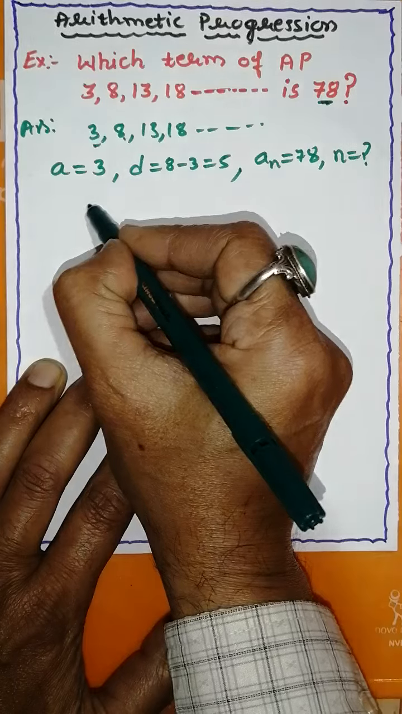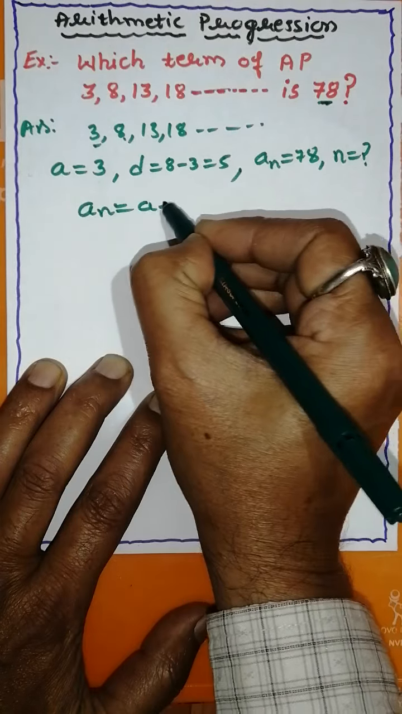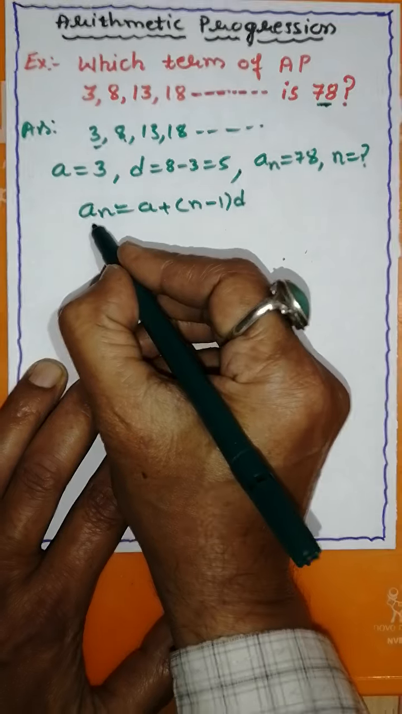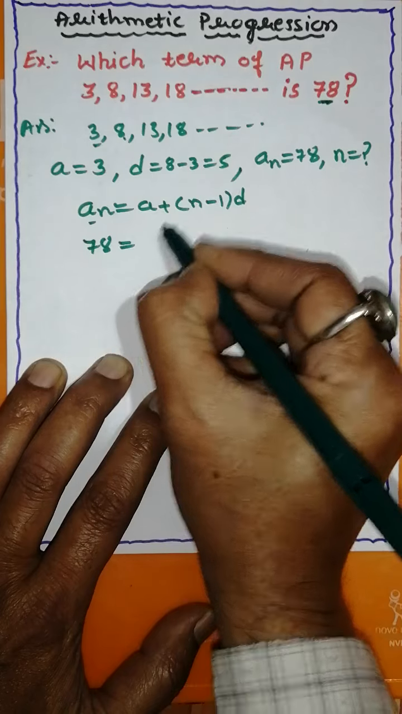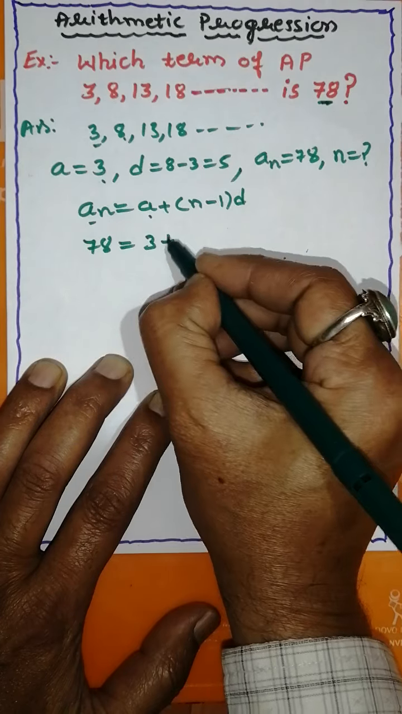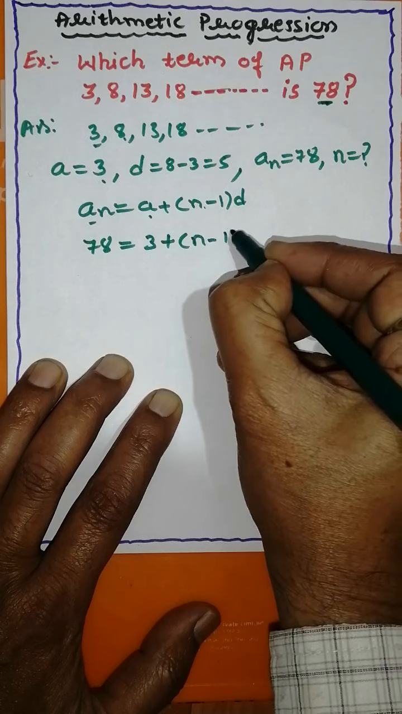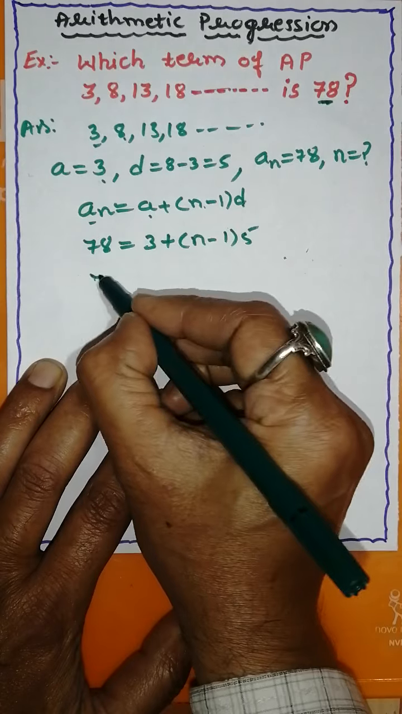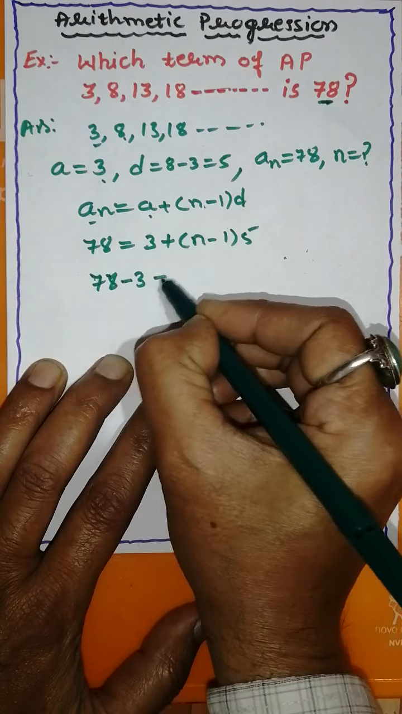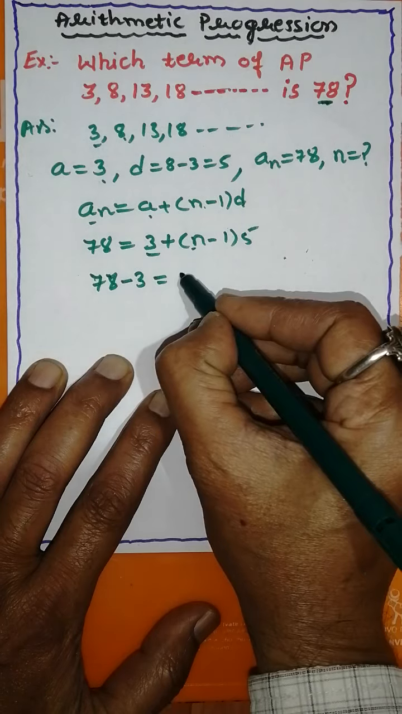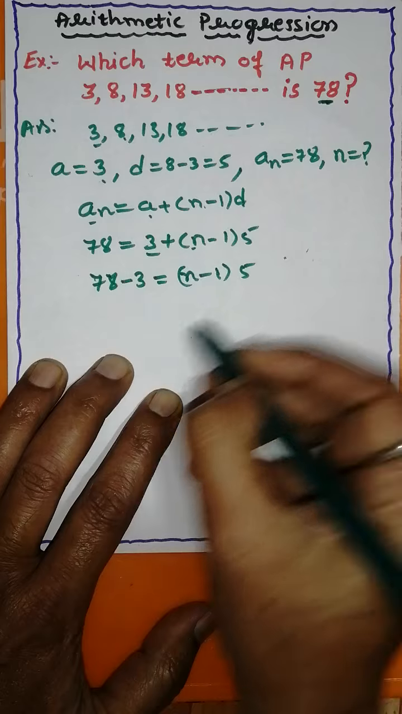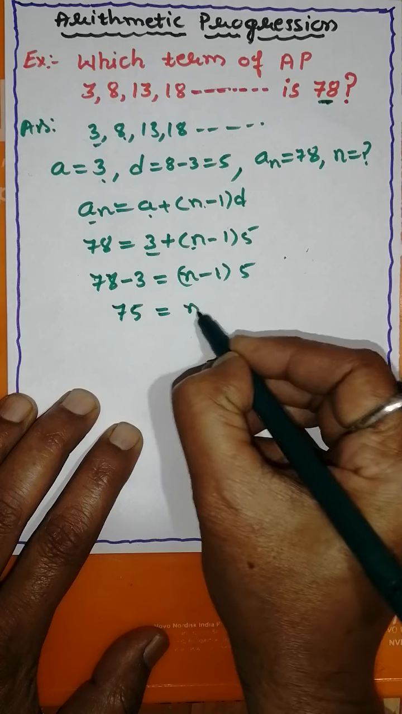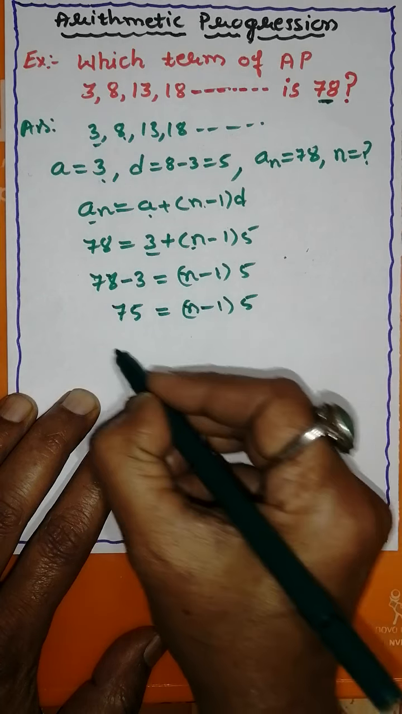We have the formula a_n is equal to a plus (n minus 1) into d. a_n is given, 78, is equal to a, which is 3, plus (n minus 1) into d, which is 5. Now 3 taken to the left side becomes 78 minus 3 is equal to (n minus 1) into 5. 78 minus 3 is 75, is equal to (n minus 1) into 5.